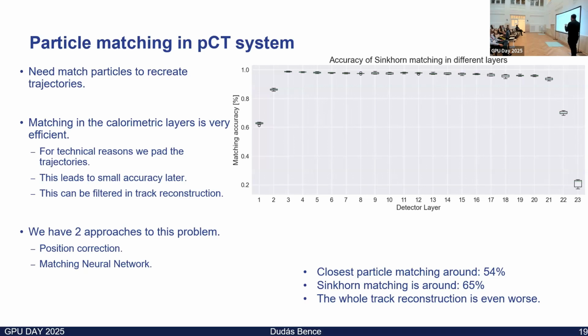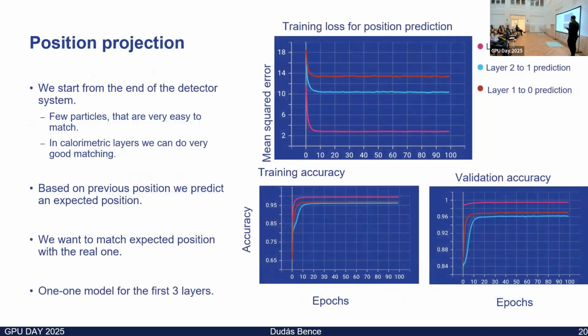So what can we do? We had two approaches to solve this problem, and I started to work on these two solutions basically in parallel. The first one, which in the end turned out to be super, super good, is a simple position projection. Based on the position of a particle, we used small neural networks which try to predict what this particle's position would be in the next detector layer.